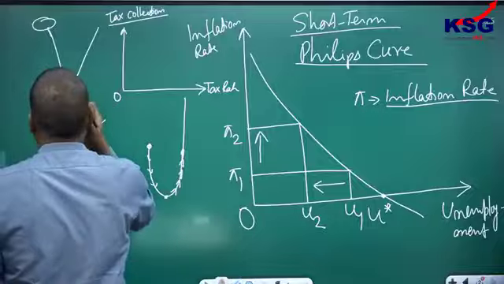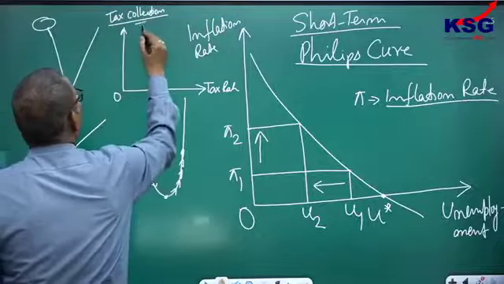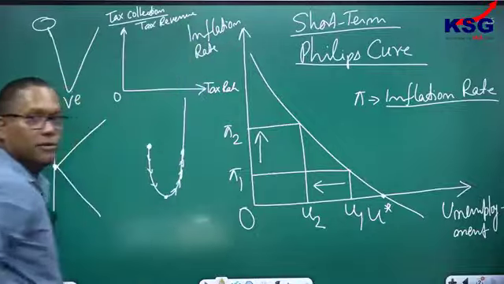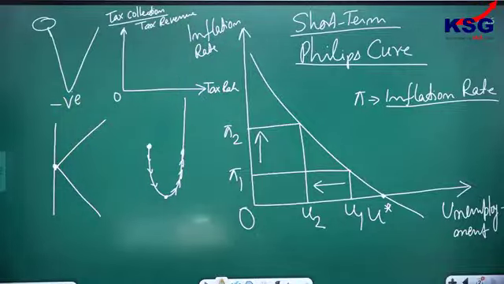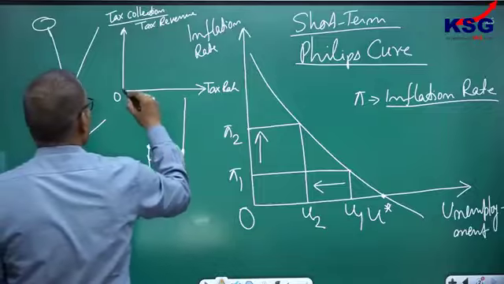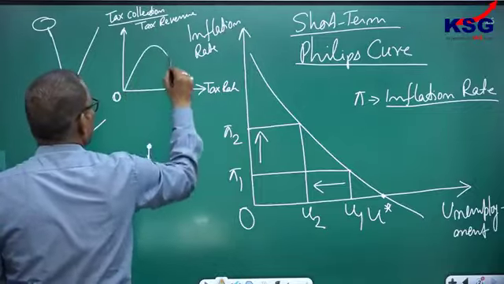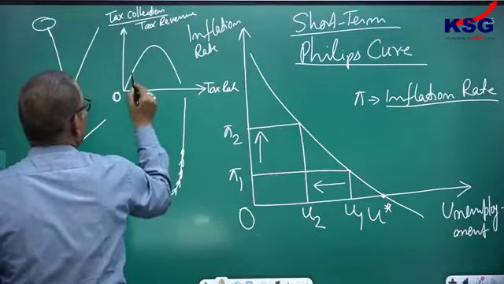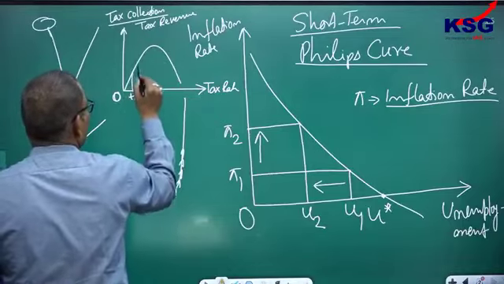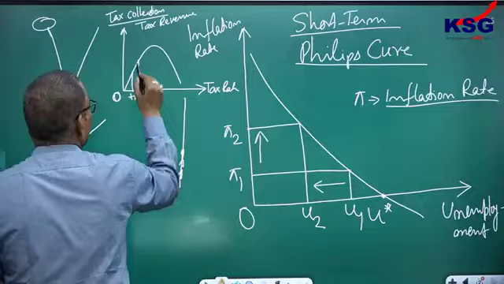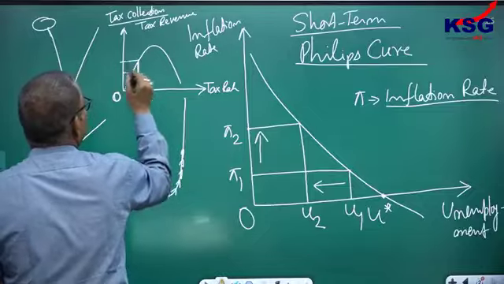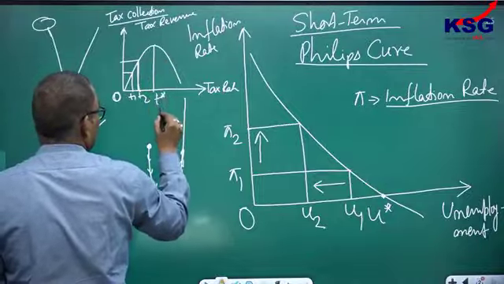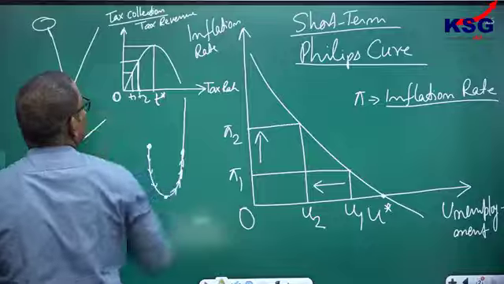You can say tax revenue. Okay, so what is that? Its shape, its origin, it looks like this. It simply says that if you just keep increasing the tax rate, suppose T1, suppose T2, your tax collection keeps increasing. But when you reach the maximum, say T star tax rate, suppose tax collection is maximum.